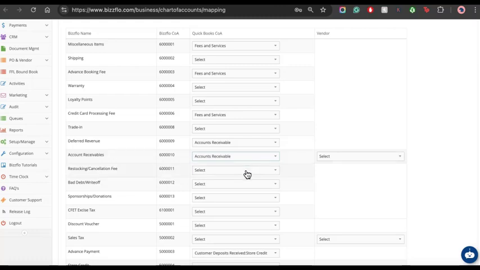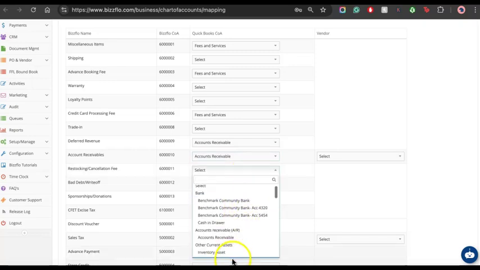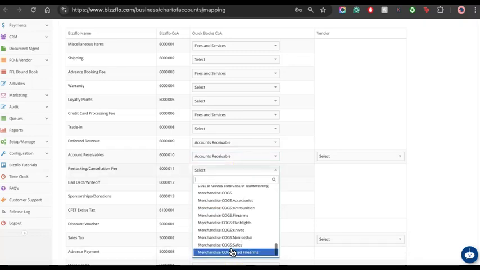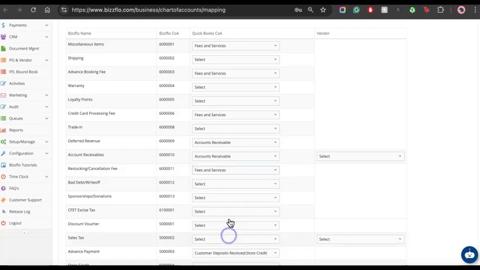Restocking and cancellation fees should be categorized under fees and services. Bad debt write-off should be recorded as an expense account, such as bad debt or write-off, rather than income. Sponsorships and donations. If received through BizFlow, a designated category should be created for tracking. CFET excise tax, California and Colorado. This tax is typically posted under the same department as sales tax.